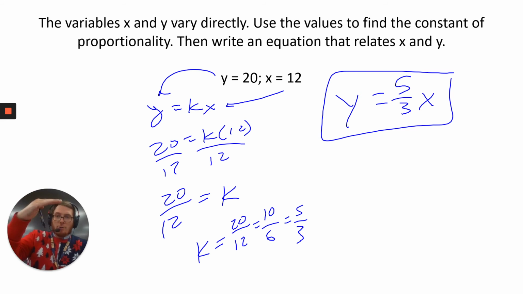Now once you've gone through that, you just plug x and y in, solve for k. That's the slope, essentially, because it's from 0, 0 going up 20 over 12. That's the same idea. But that number needs to be plugged in for k. So your final answer is over here on the right side, y equals 5/3 x. That's the equation that relates x and y from a direct variation situation.